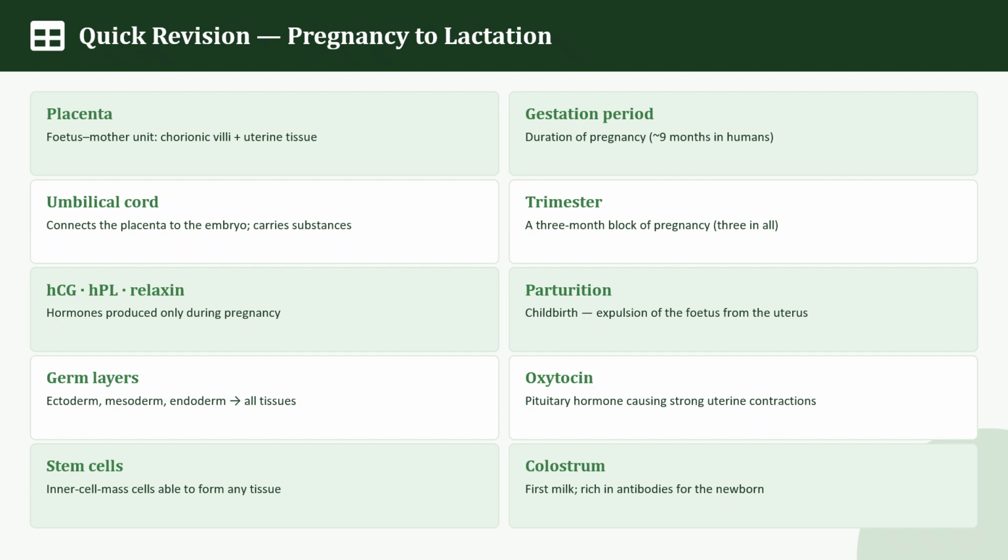Germ layers: ectoderm, mesoderm and endoderm. Stem cells: cells which are capable of developing into all body tissues. Gestation is a pregnancy lasting about 9 months. Trimester is one third of the pregnancy, that is 3 months. Parturition is the process of childbirth. Oxytocin is the hormone responsible for uterine contractions. Colostrum is the first milk, rich in antibodies, that provides passive immunity.